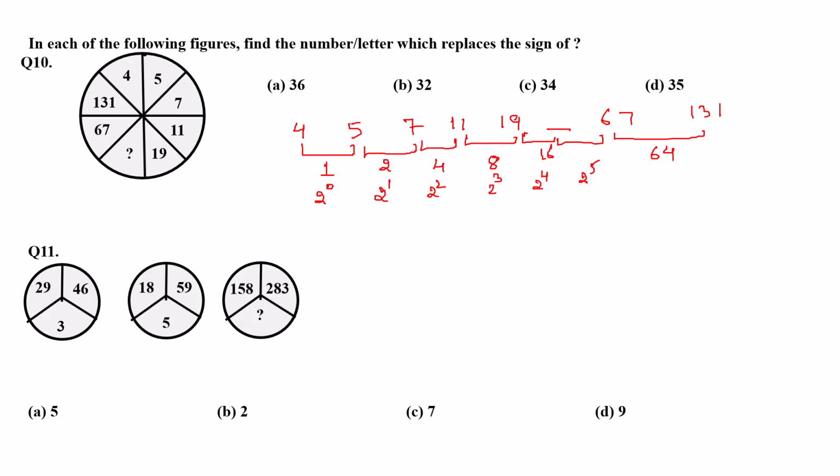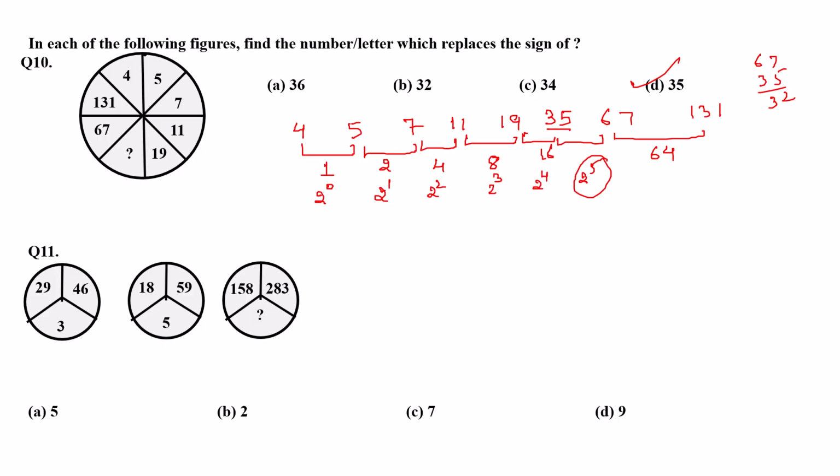So what is 19 plus 16? If you do, you will get 35. And if you subtract 67 minus 35, you will get 32. 32 is 2 to the power 5. So the correct option is D option.